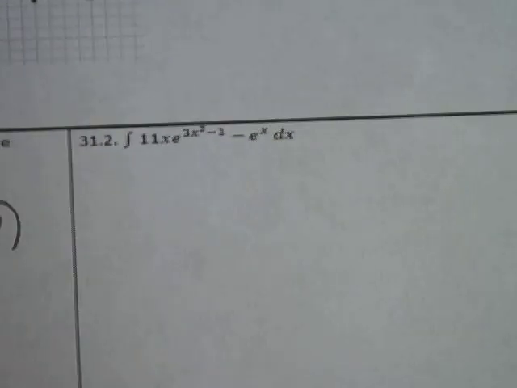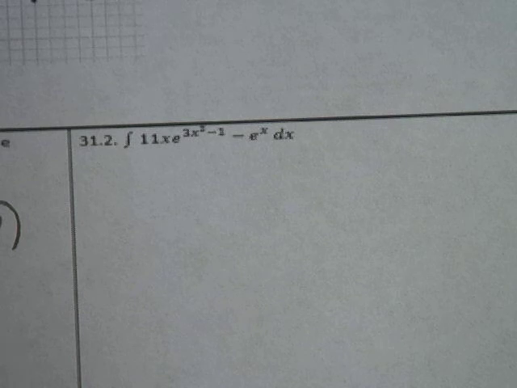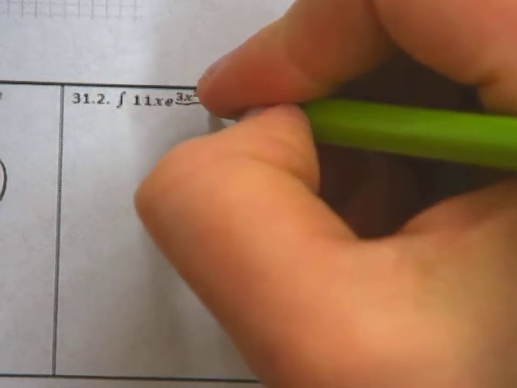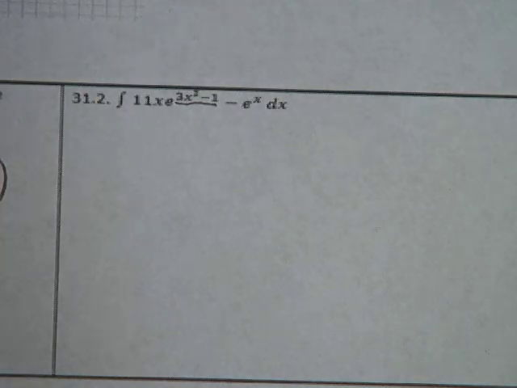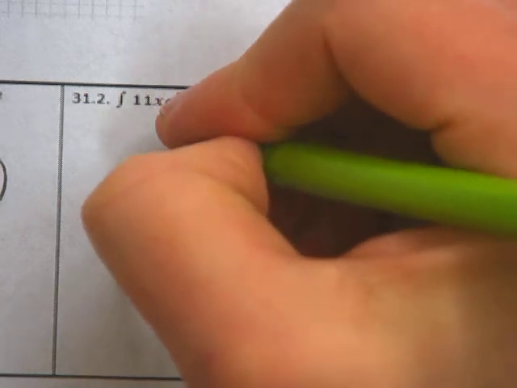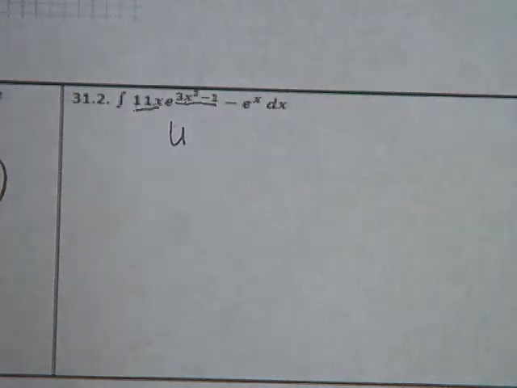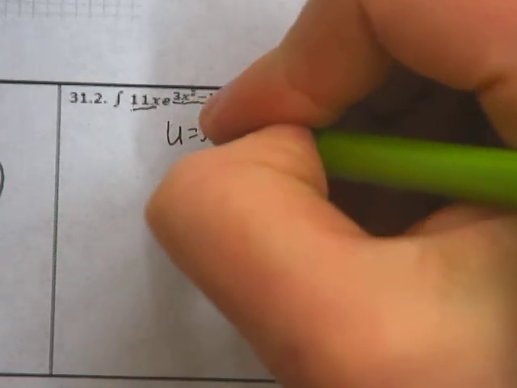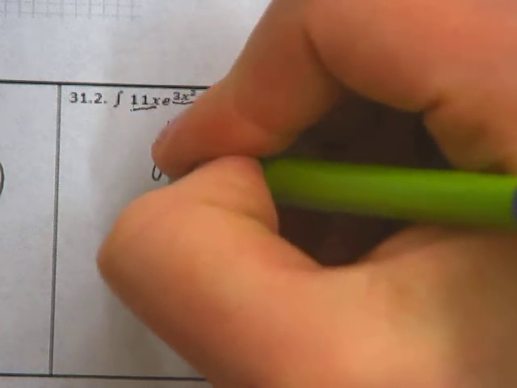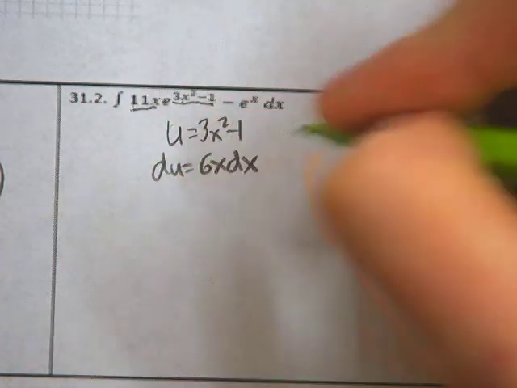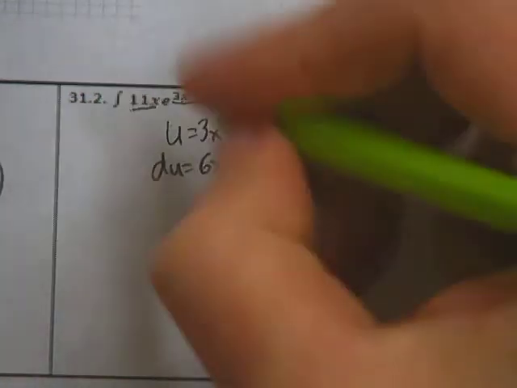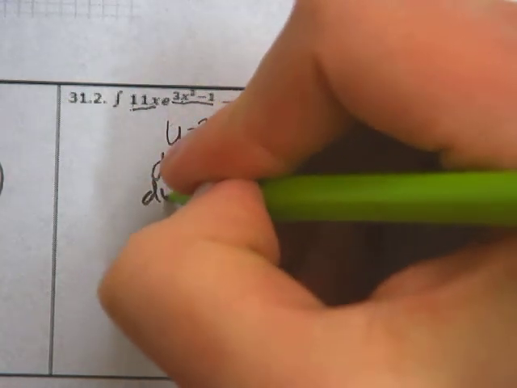Alright, next example. An integral one. This one's quite a bit more complicated because we have some u sub in this one. So you might notice our exponent has some nonsense in it, 3x squared minus 1. So let's see if we can get u sub to work. Hint, we can. We have this 11x on the outside, and that'll allow us to use u sub here. So u equals 3x squared minus 1. Du equals 6x dx. I don't have a 6x dx, I have an 11x dx. So I'm just going to solve for dx. Dx equals du over 6x.